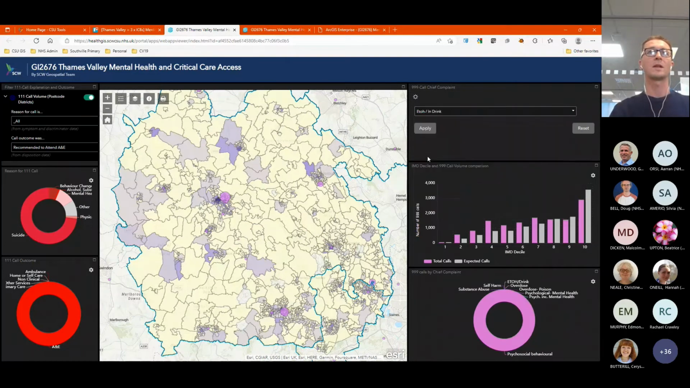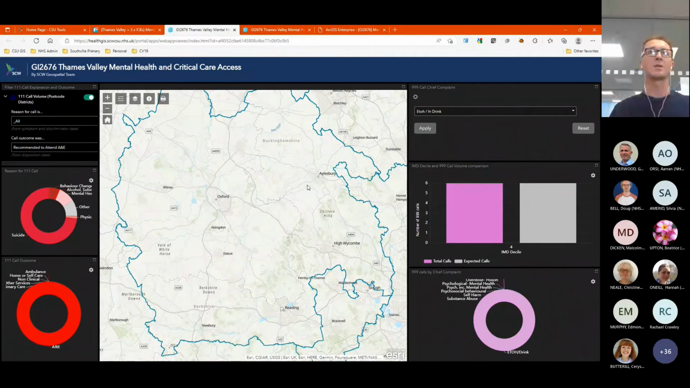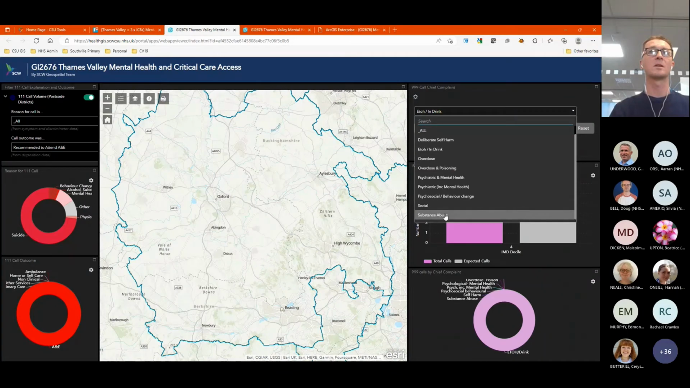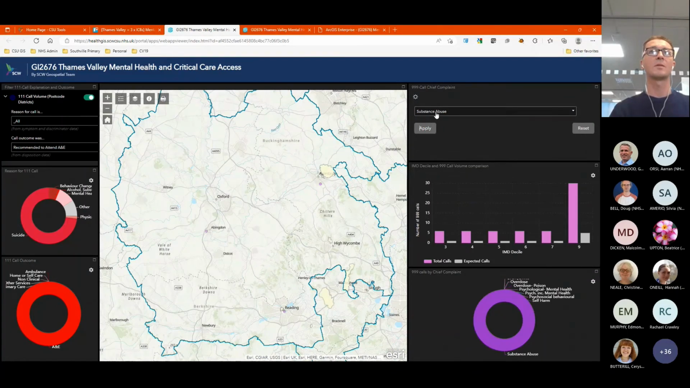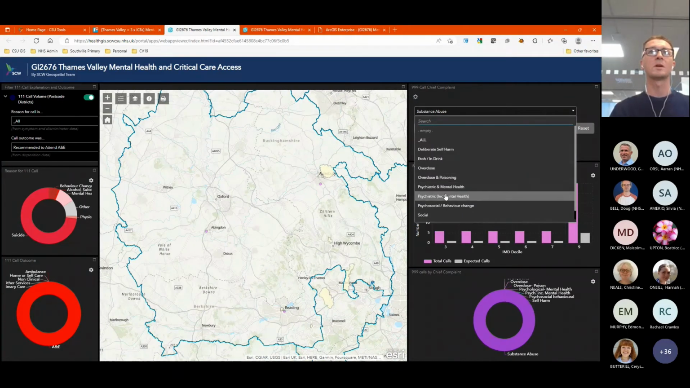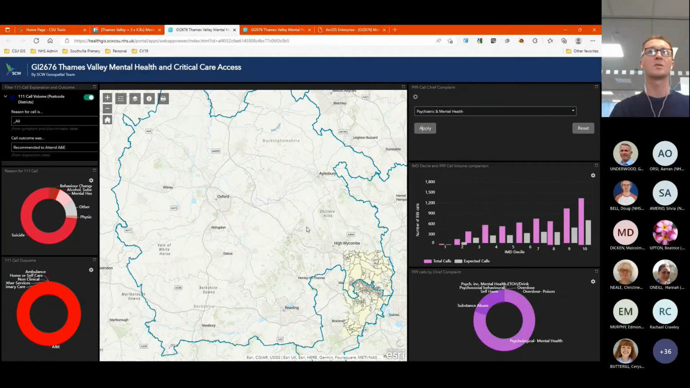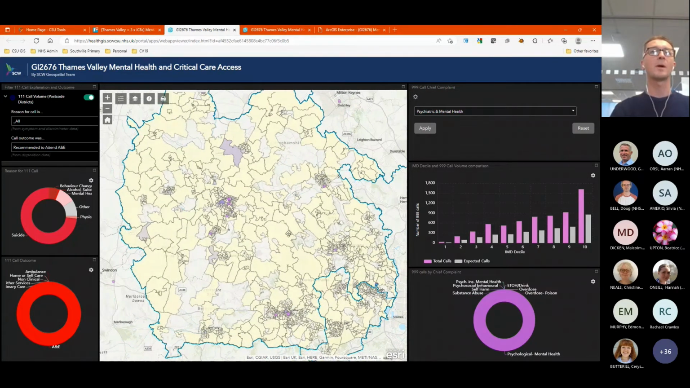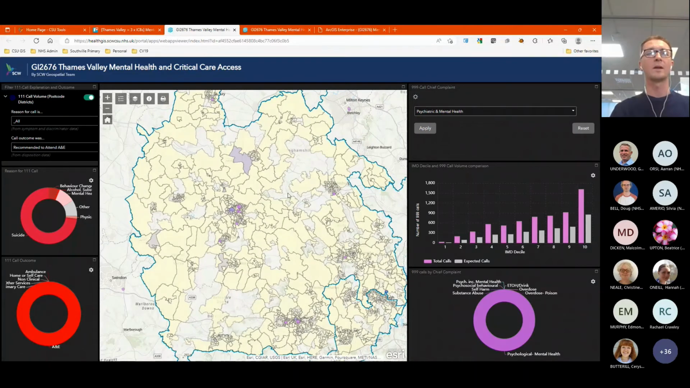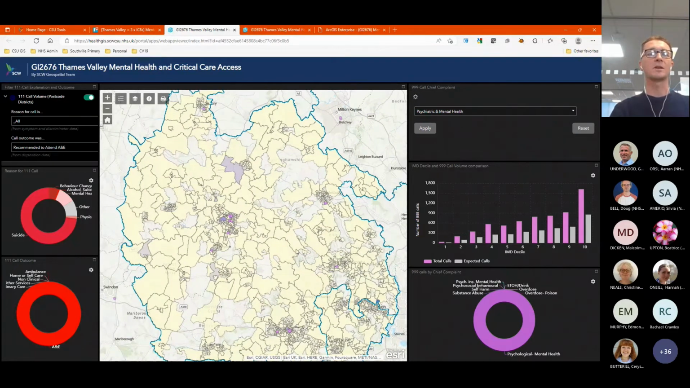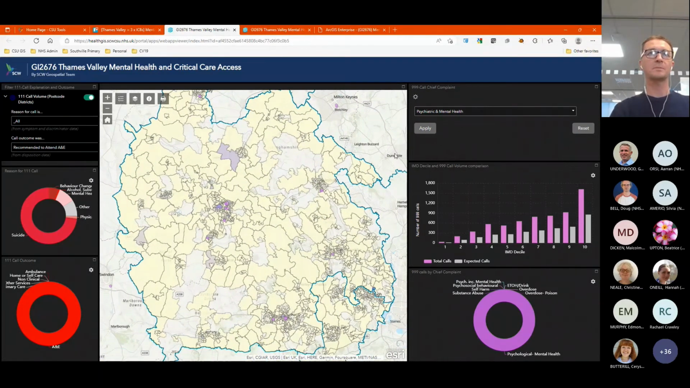Well, let's look, ETOH is ethanol, so these are alcohol problems, very, very small volumes of calls there. Let's look at substance abuse, again, very small volumes. Psychiatric. So yeah, the map can be redrawn to show you what's happening for each of the categories across the data set. Let me just take it back to all again.